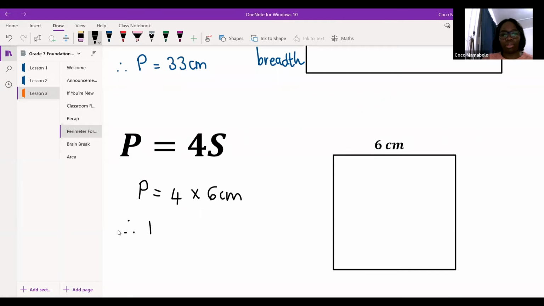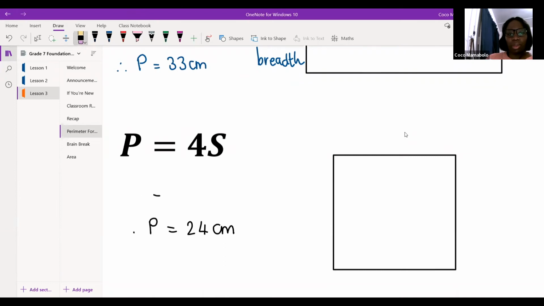Therefore, P is equal to what? I'll wait. Excellent, Samkelo. Remember, big letter P. Excellent, Sila. Well done, guys. That's it. P is equal to 24 centimeters. Excellent. Okay, I'm going to erase this. We don't actually need it. Okay. This is an easy one.